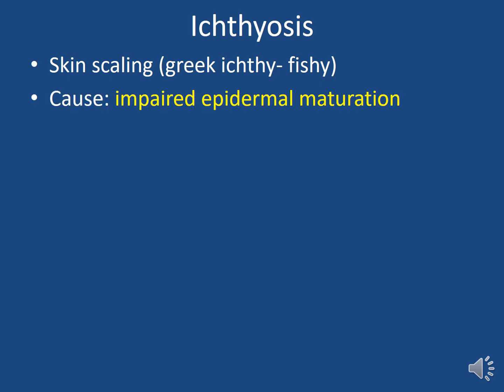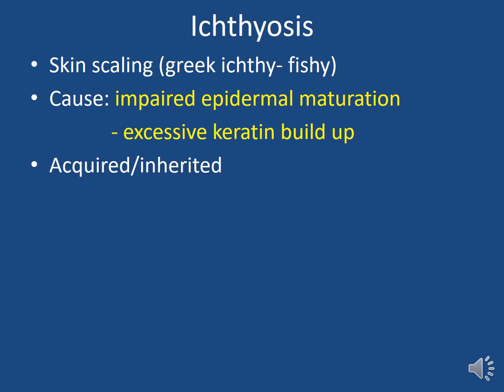So it is secondary to impaired maturation of the squamous cells in the epidermis. And because of that abnormality, it will result in excessive buildup of keratin in the epidermis. So the thick keratin layers will provide the scale-like appearance, fish scale-like appearance, to the skin. That's the name ichthyosis. Fish-like, fish scale-like appearance.